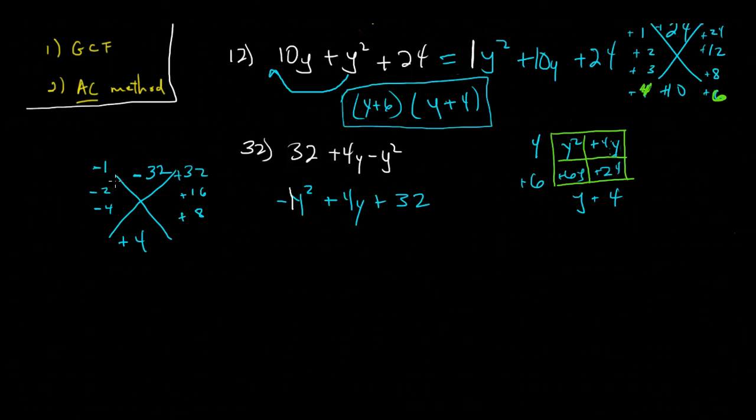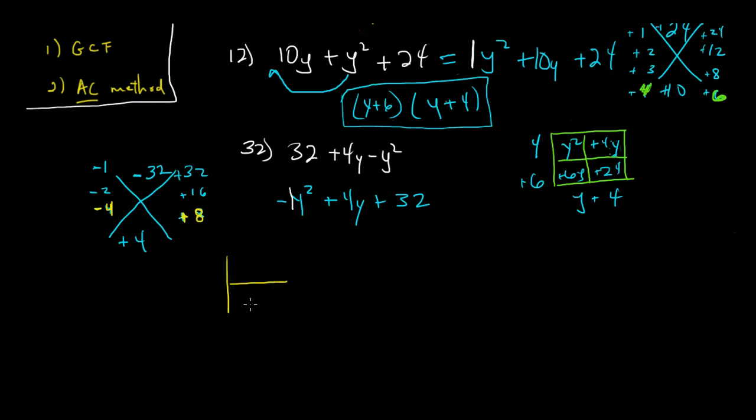32 minus 1 is no. 16 minus 2 is no, but 8 minus 4 is a positive 4. So it's going to be a negative 4 and a positive 8. And let's use our area model. I like that area model. Boy, howdy do I like the area model.